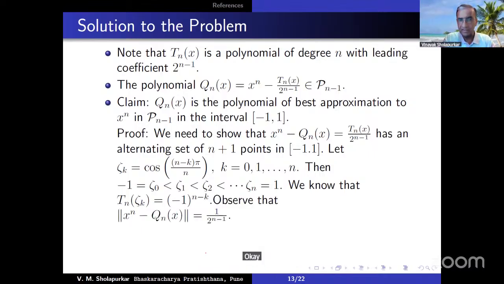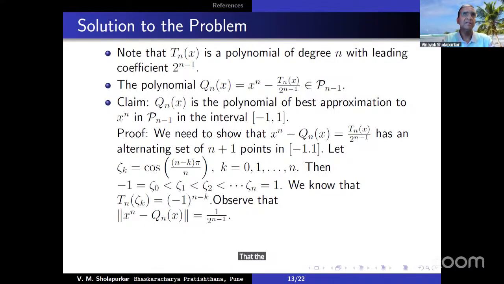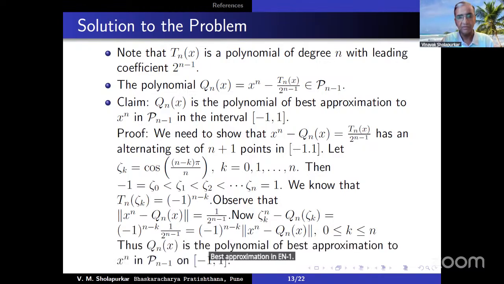Okay. And observe that this norm is 1 by 2 to the power n minus 1. So that condition needs to be checked, that the alternating set means the values alternate between plus norm of f minus p and minus norm of f minus p, and so on. So one can check this condition. So the point is, in short, that this Tn upon 2 to the power n minus 1 has an alternating set of n plus 1 points in minus 1 to 1. Therefore, x to the power n minus Tn upon 2 to the power n minus 1 is the polynomial of best approximation in Pn minus 1. Okay.